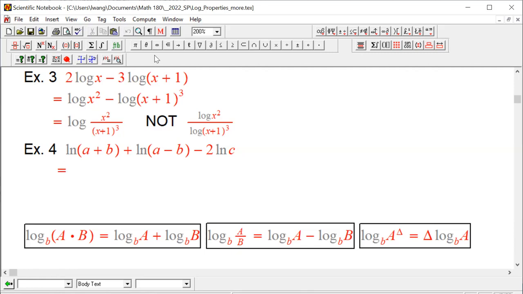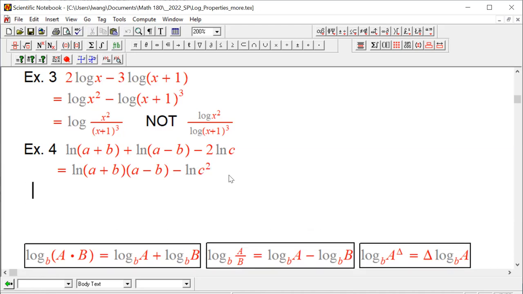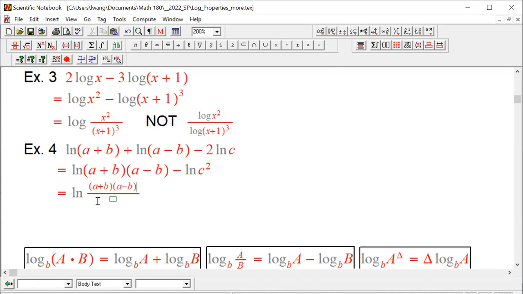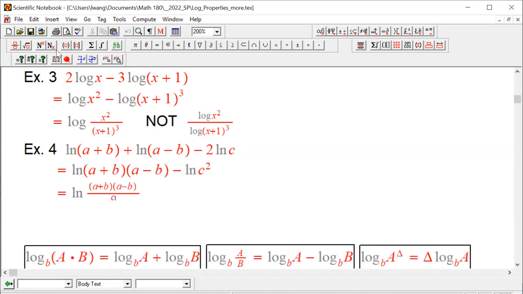Okay. Product rule, right? So this is going to give us ln of (a + b) times (a - b). Minus, and on the second part, we're going to use power rule. So ln of c squared. And then we apply quotient rule, which will give us ln, okay, the product over here, and c squared right there.